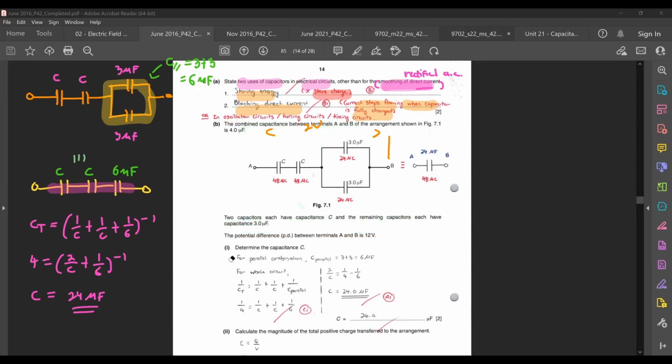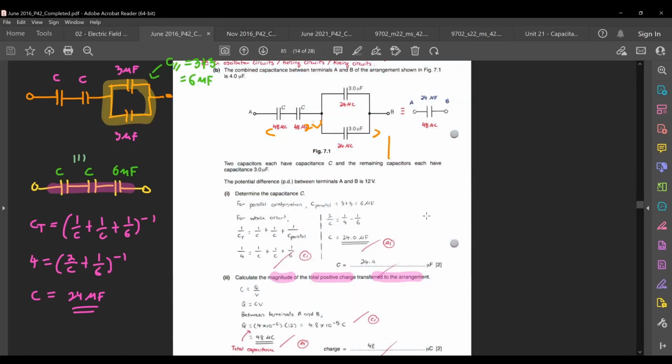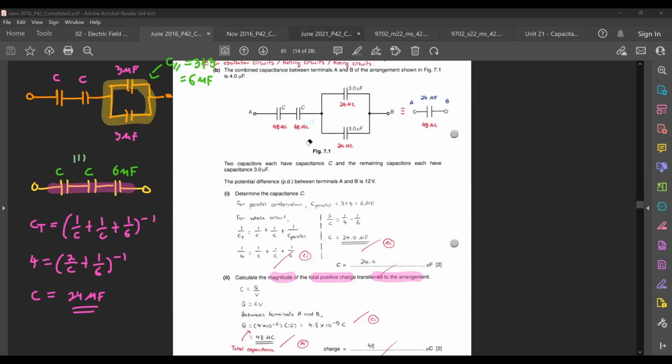Next thing they'll ask you is to find out the magnitude of your total positive charge transferred to the arrangement. So for those capacitors that are connected in that way, what is the total charge that has been transferred, that has been stored by the arrangement? Even though they talk to you about positive charge here, it doesn't really change your analysis. They are really still just talking to you about the magnitude of the charge. Whether it's positive or negative doesn't really matter. So the magnitude of the charge transferred to the arrangement means the charge stored by one plate of your capacitor.